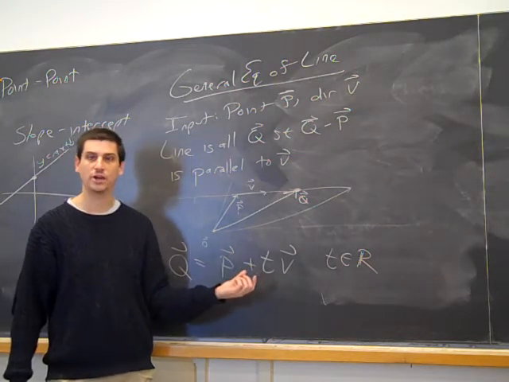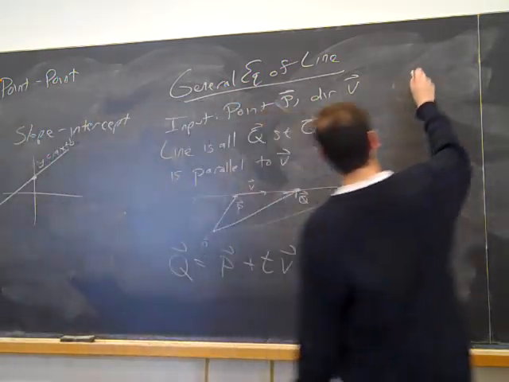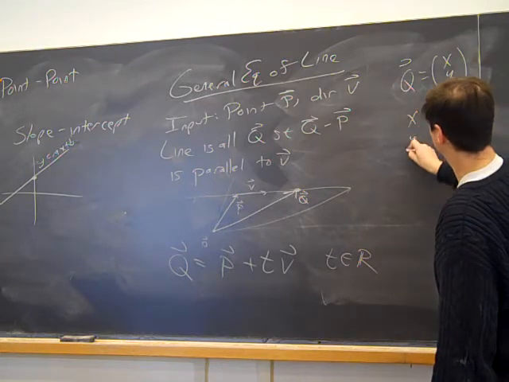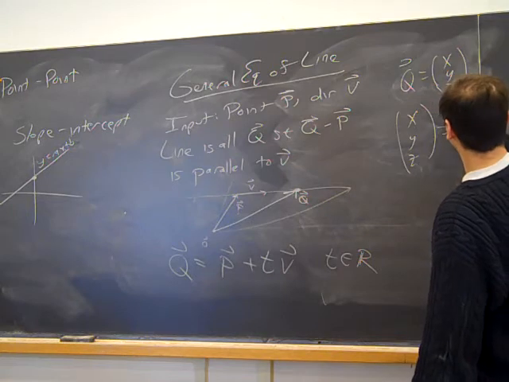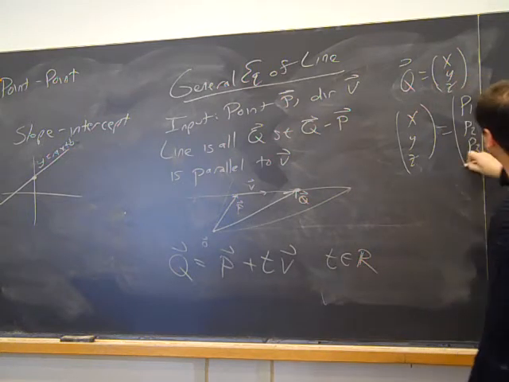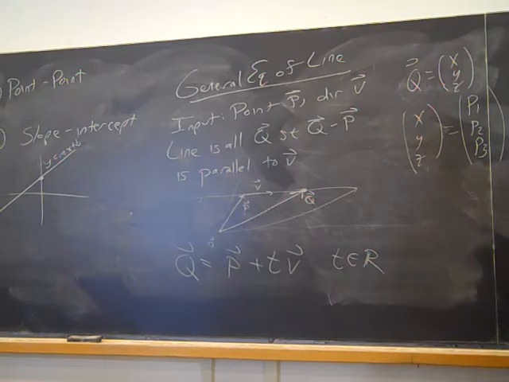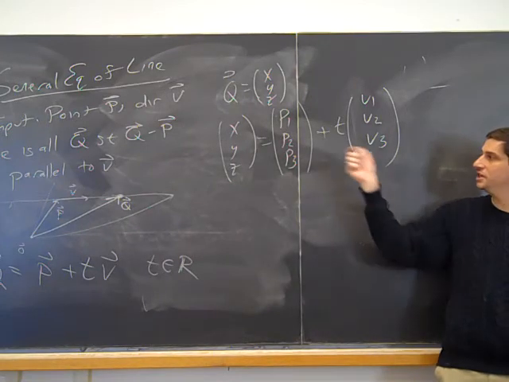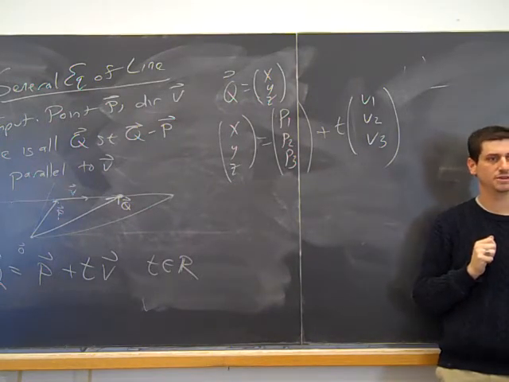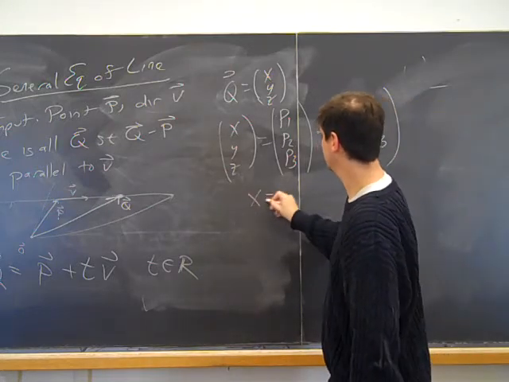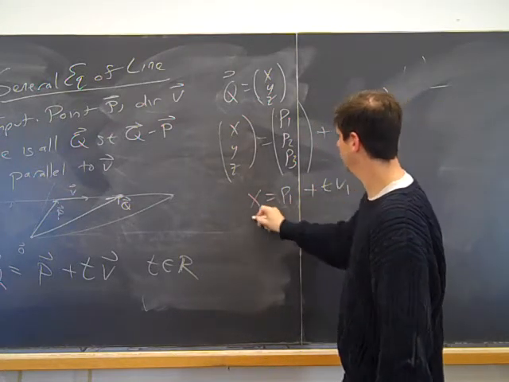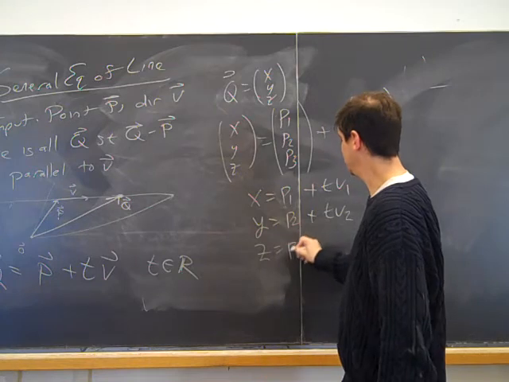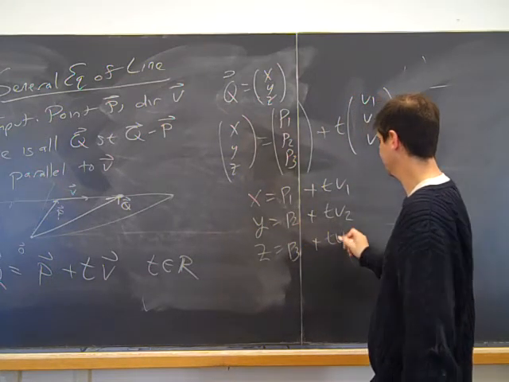I could write this another way. I could expand this out. I could say Q equals maybe XYZ, and then I would get XYZ is maybe the point P1, P2, P3, plus T times V1, V2, V3. So if I write it like this, this is another way of writing the equation of the line. And I can unfold things. I can get X is P1 plus TV1, Y is P2 plus TV2, Z is P3 plus TV3.